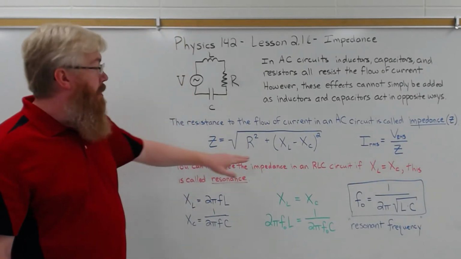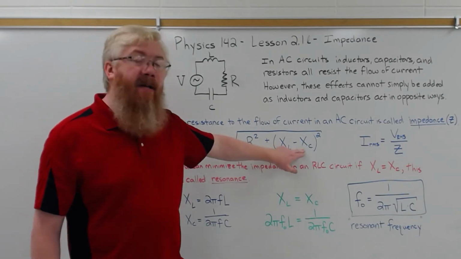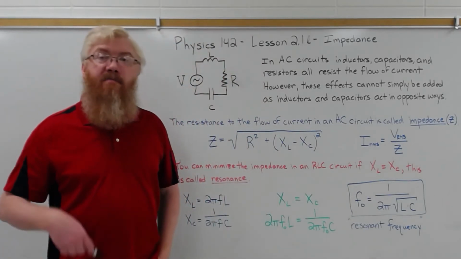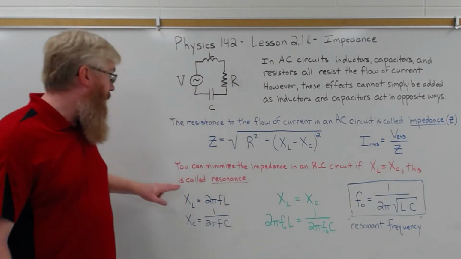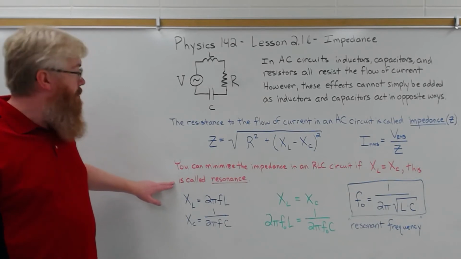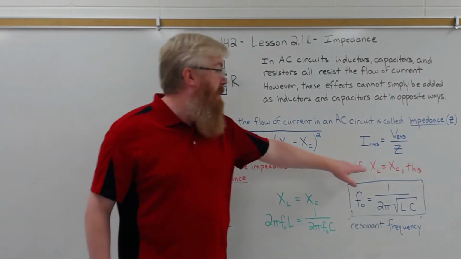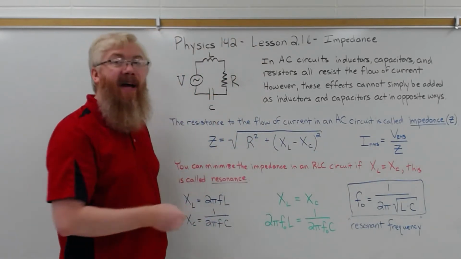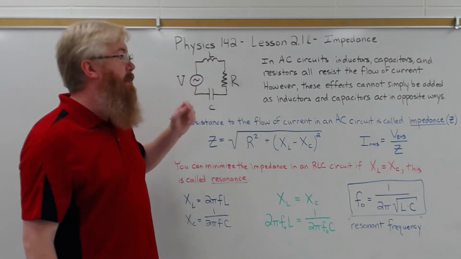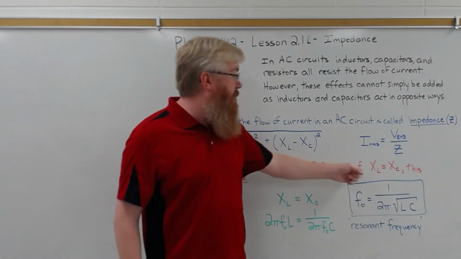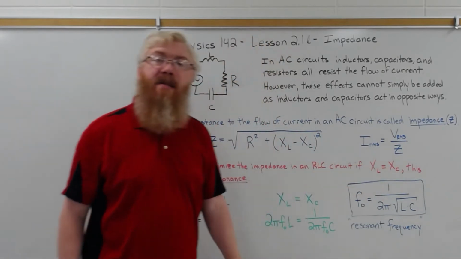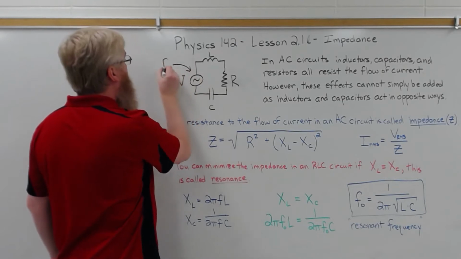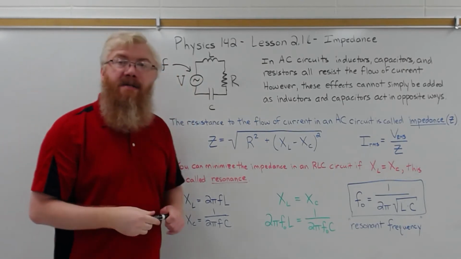When the inductive reactance and capacitive reactance are equal to one another, the current in an RLC circuit is maximized, and we call this resonance. Now, how do we set these equal to one another? Well, we could, of course, change the capacitance value or change the inductor out to something else. But the easiest way to change the inductive reactance and the capacitive reactance is by changing the frequency of the oscillation here, because both reactances depend on frequency.